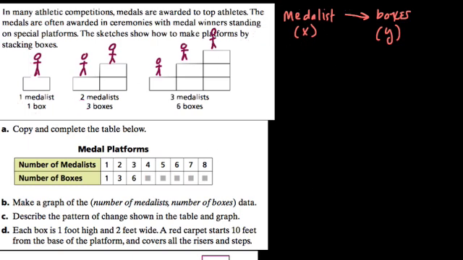When you're doing something like this and you're given a visual, it might be a good idea to use the visual to understand what's happening. I would skip over the first scenario, right? One medalist in one box is not going to be very helpful, but here, two medalists in 3 boxes, what stands out to me right away is that we could think of this almost as a square, right?